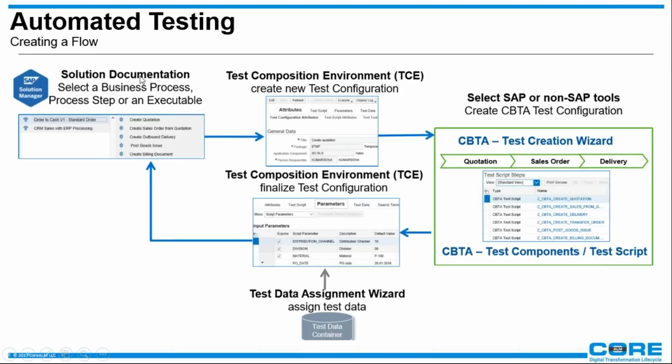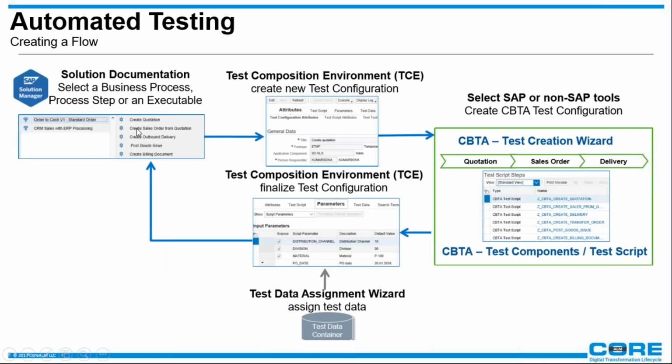So solution documentation, you can start here, or you could create a test composition, and then later solution documentation could assign that test configuration. But the test composition environment is where you create a test configuration, and that gets linked to solution documentation to the executables. So test configuration in 7.2 has improved a lot. There are a lot of attributes that before you had to enter manually.